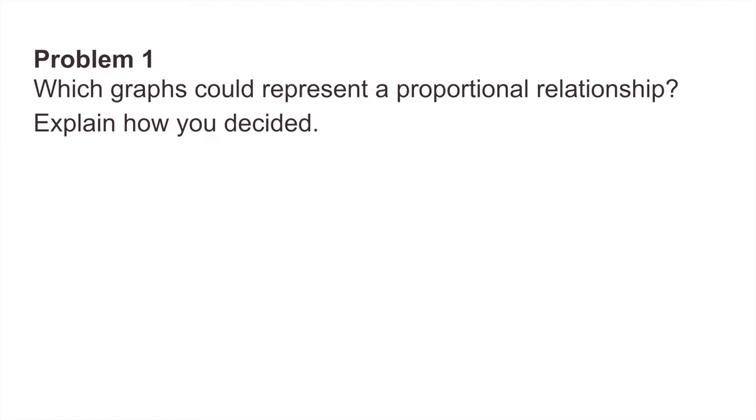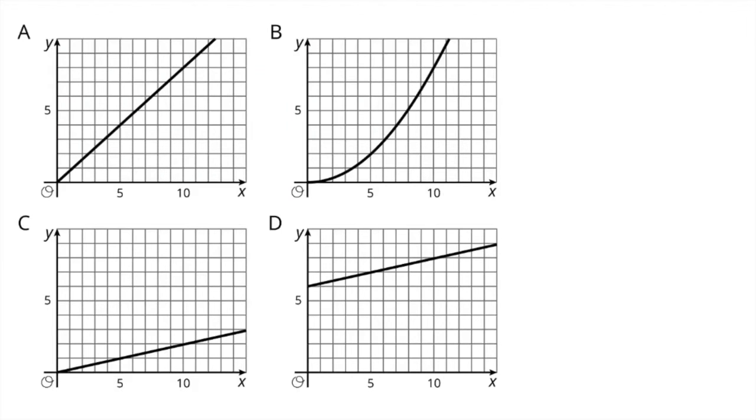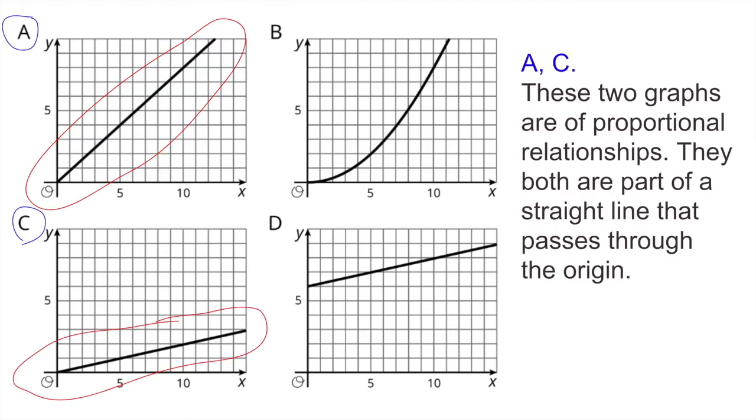Number 1. Which graphs could represent a proportional relationship? Explain how you decided. Graphs A and C. These two graphs are of proportional relationships. They both are part of a straight line that passes through the origin. B is a curved line passing through the origin. D is a straight line, but it passes through the y-axis above the origin.